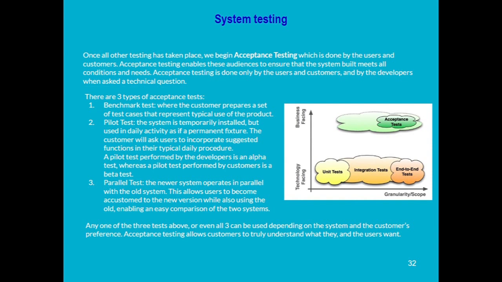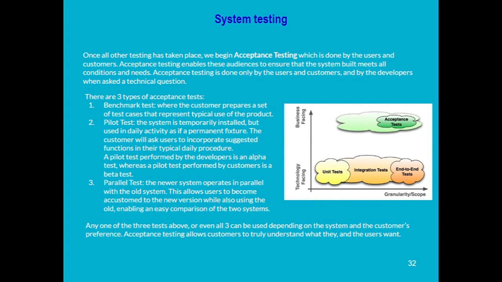There's a benchmark test, where the customer prepares a set of test cases that represent typical use of the product. There's a pilot test, which is when the system is temporarily installed but used in daily activity as if a permanent fixture. The customer will ask users to incorporate suggested functions in their typical daily procedure. If the pilot test is performed by developers, it's an alpha test, whereas a pilot test performed by customers is a beta test.